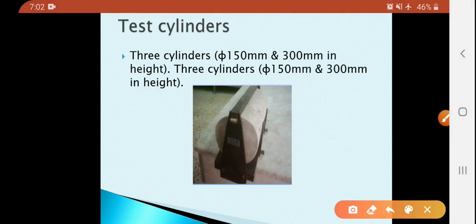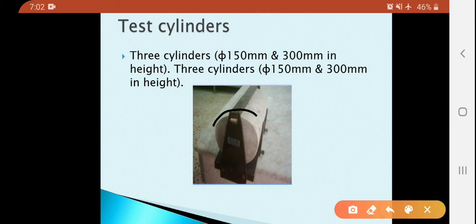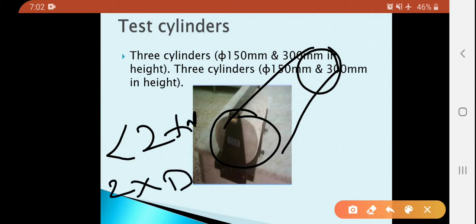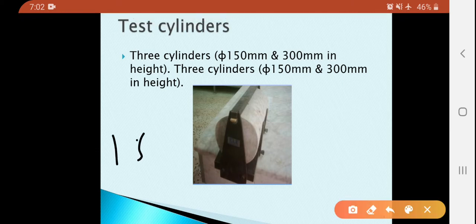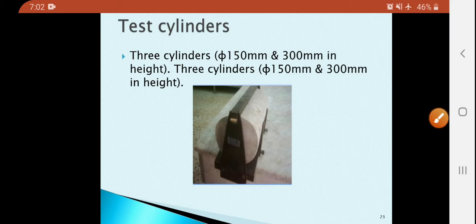Let us see. 3 cylinders, as already told, 3 samples should be taken. The average of these 3 will be taken as the tensile strength of the concrete. The size of the cylinder will be 150 diameter, and the length usually should not be less than 2 times the diameter. That is the basic principle of this test. If the diameter is 150, the length is 2 times the diameter, so the length will be 300, simple.